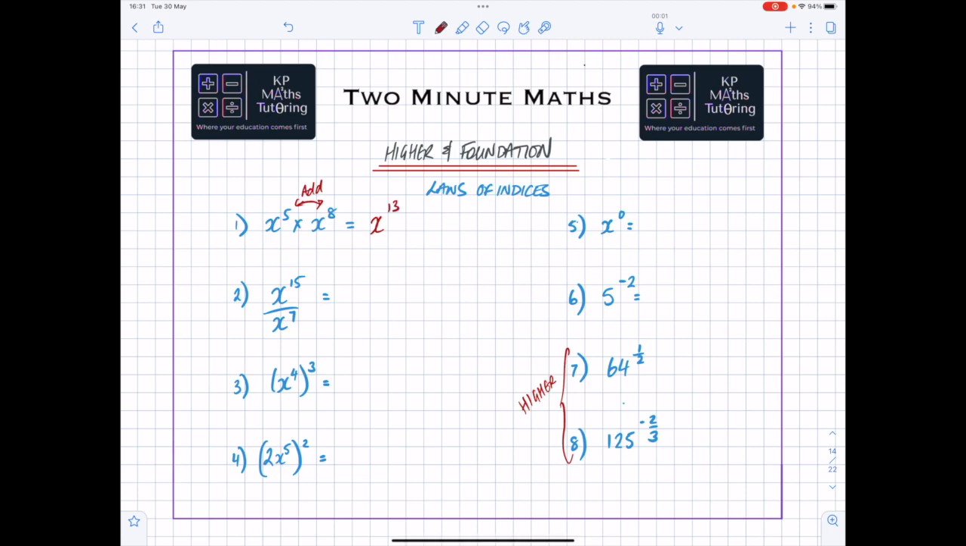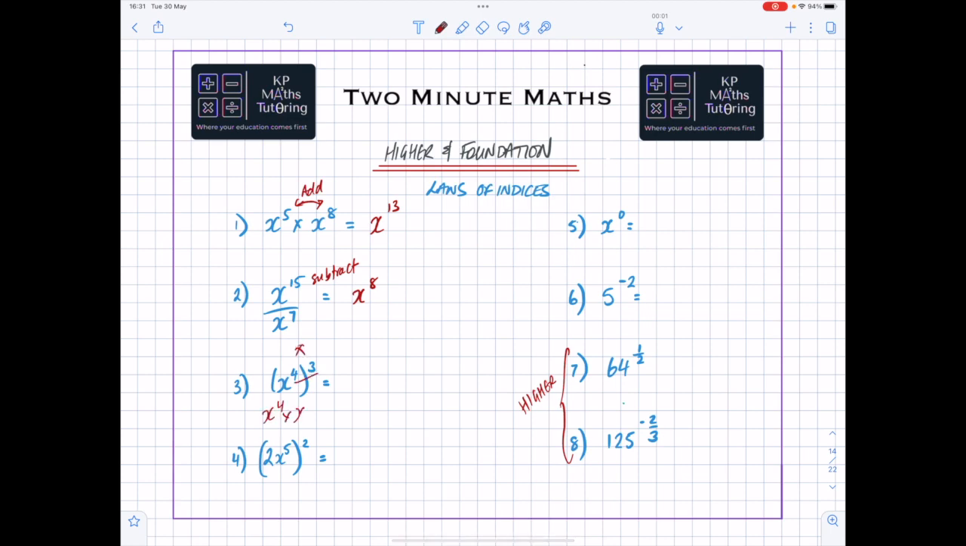Next one, this line means divide. So when you're dividing with indices, you subtract. Okay, so just make sure you're aware of that. So x to the power of 15 divided by x to the power of 7 becomes x to the power of 8.